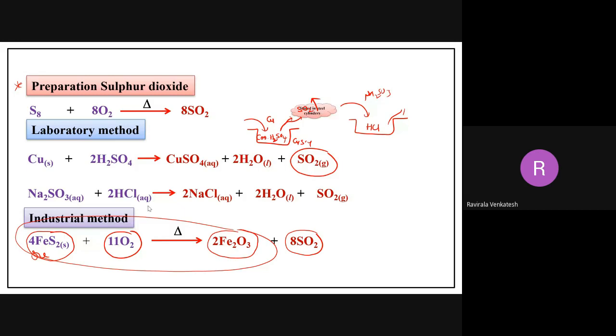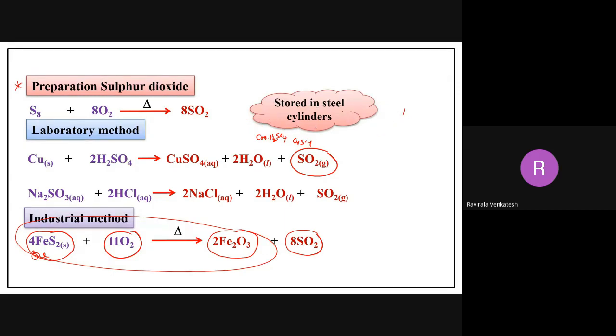Next, we'll see how it is stored, because gases cannot be stored normally in a container. So we need a cylinder at high pressure. So they store it in a steel cylinder. Why steel? Because the reaction happens with iron. Steel is unreactive with sulfur dioxide, so we have to store it in steel compartments only.